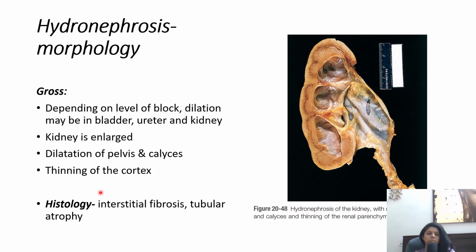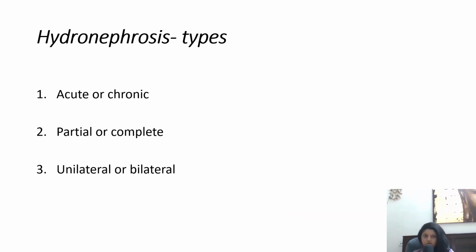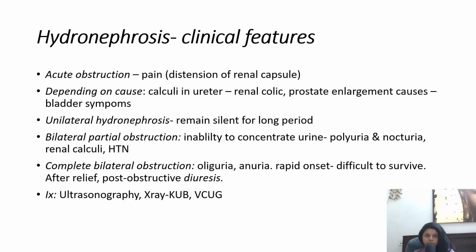Histologically, whenever the interstitium is undergoing any atrophic change, it will undergo fibrosis, tubules will undergo atrophy, and glomerulus will undergo sclerosis. So interstitial fibrosis and tubular atrophy, because the tubulointerstitial part is the one which is affected the most. Types of hydronephrosis: based on how fast it is occurring, it can be acute or chronic; based on how much is affected, it can be partial or complete; and based on which sites are affected, it can be unilateral or bilateral.